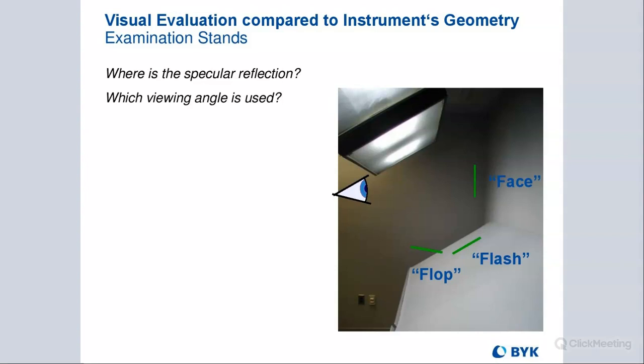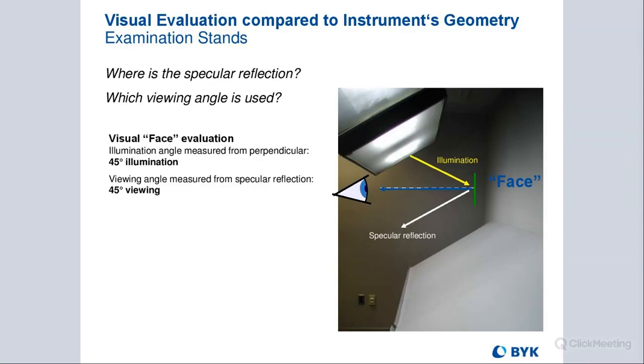So this isn't exactly perfect to how we do it with the illumination in the instrument itself, but this is the best guideline we can give you to make those numbers match as closely as possible. So again, here, the face, you're illuminating at 45 degrees. You're viewing straight on, and your specular reflection is at 45 degrees off the viewing angle.